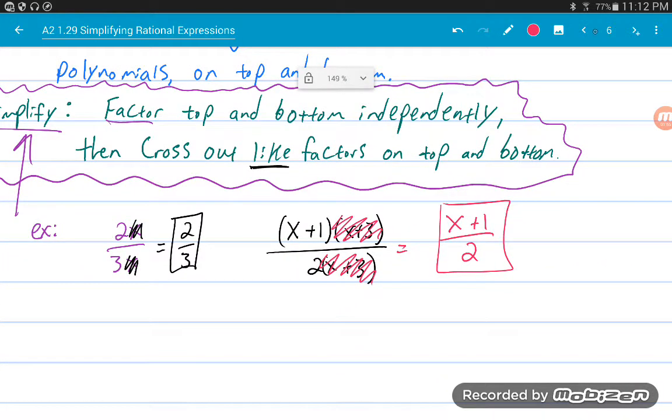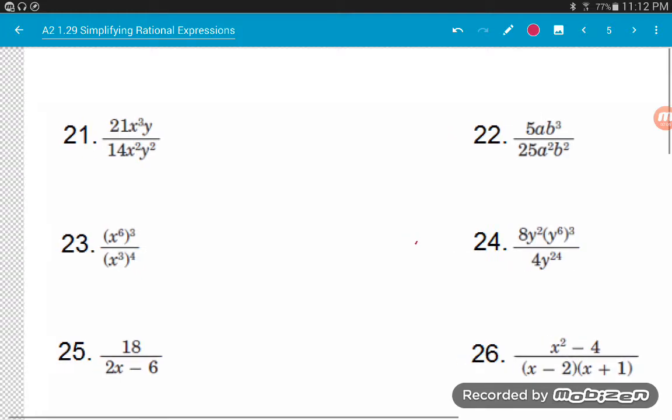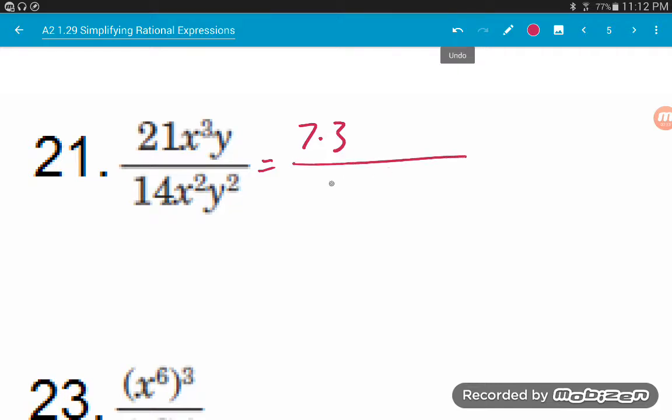So let me go into an example from Lesson 29 that we didn't do. I don't want to take your review opportunities from you. And let's talk about question number 21. Question number 21 is already factored. So I'm just going to look at what's the same on the top and the bottom. Well, you might look at 21 and 14 and say, oh, those aren't the same. But I can factor them. They have a common factor. What are 21 and 14 both divisible by? 7. So 7 times 3 is 21, and 7 times 2 is 14.